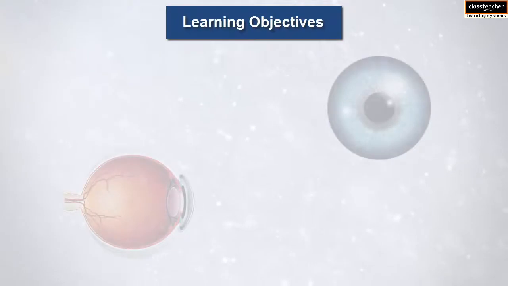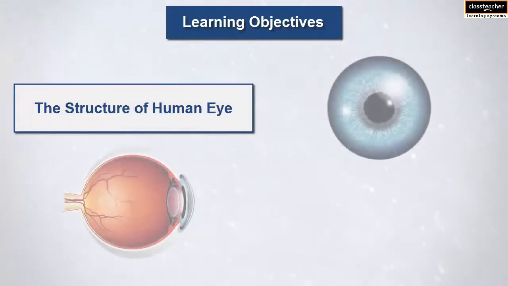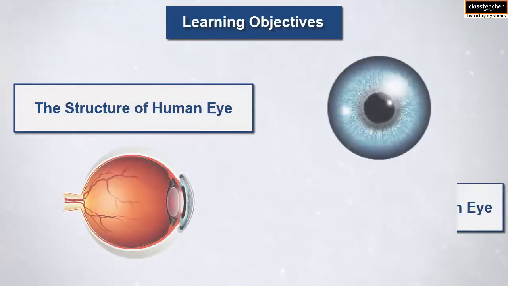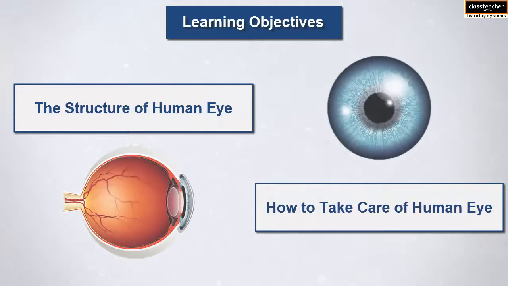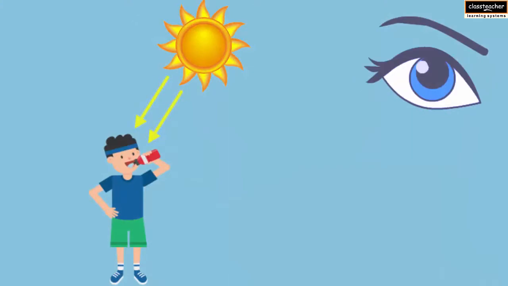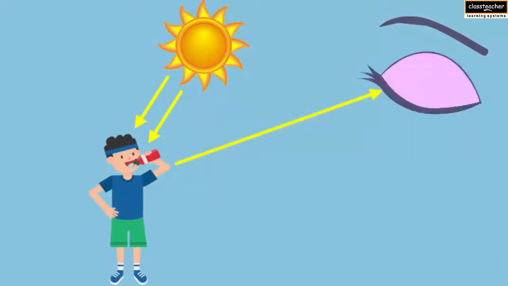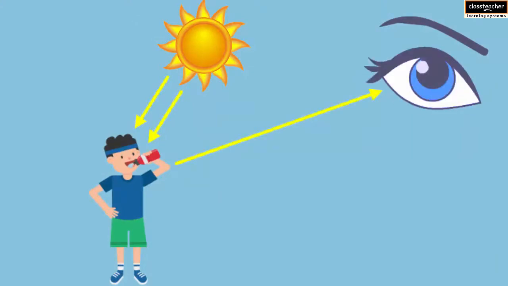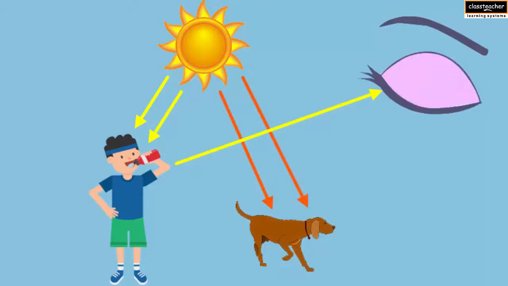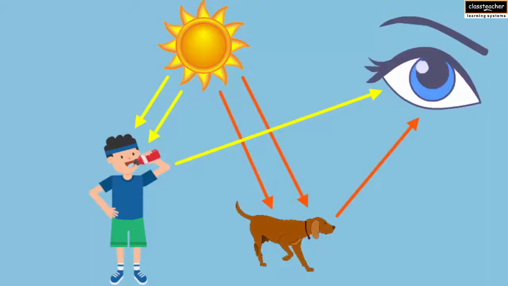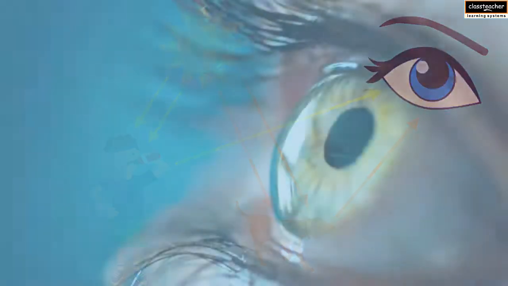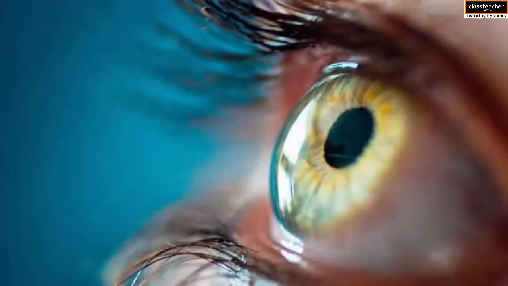After completing this module, we will be able to know about the structure of human eye, how to take care of human eye, when reflected light rays from the object enter our eye, we are able to see that object. What happens inside the human eye when light enters it? Let's go through this module to know more about this.